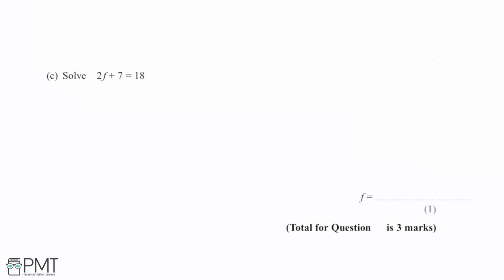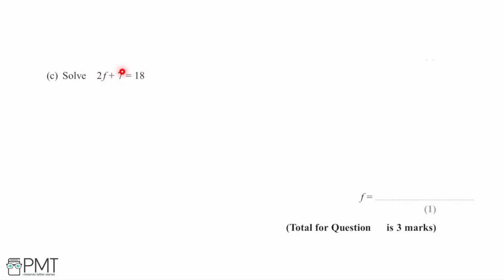Now finally here, I'm asked to solve this equation. So 2f plus 7 is equal to 18 here. So again, I'm going to be trying to isolate f here. So to get f on its own side of this equals sign, and for it to be one lot of f as opposed to the 2 here. So to start with a question like this, I can see that I have a plus 7 on this side of the equation. Now if I'm looking to get f on its own, I really need to take this away and remove it from this left-hand side.